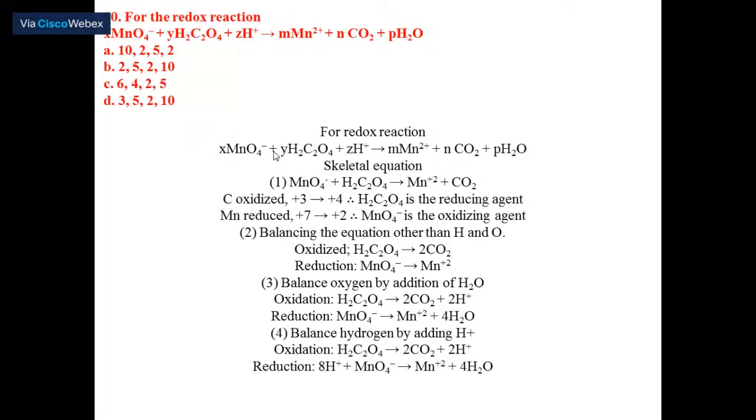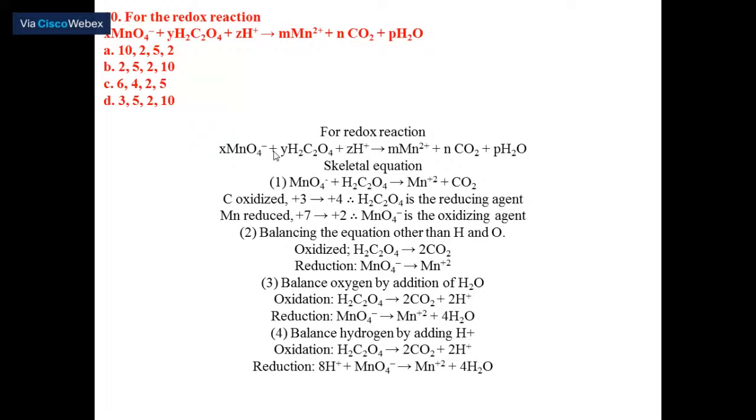Skeletal equation I have written here: MnO4 minus plus H2C2O4 gives Mn2 plus and CO2. So here C is oxidized from plus 3 to plus 4, that is H2C2O4 is the reducing agent. Then Mn goes from plus 7 to plus 2 oxidation state, that is reduction here. First one is oxidation, second one is reduction. So we are going to balance the equation.